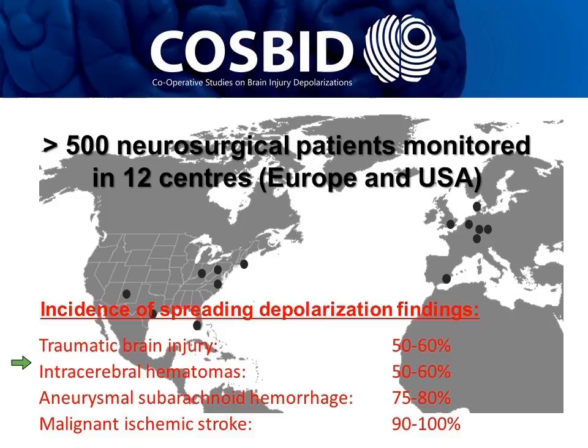disease categories. With traumatic brain injury and intracerebral hematoma, we find about a 50 to 60% incidence. It's higher in aneurysmal subarachnoid hemorrhage, 75 to 80% of patients with Fisher grade 3 or worse, and then a 90 to nearly 100% incidence in patients with malignant ischemic stroke. So again, these are all patients that clinically require a craniotomy or at least placement of an ICP monitor that allows also placement of a subdural electrode strip.